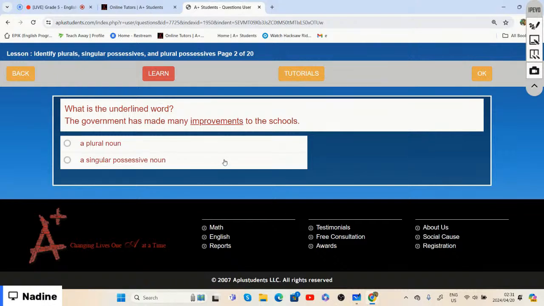So now we're going on to the next one. It says the government has made many improvements to the schools. Improvements. Is this a plural noun or is it a plural possessive noun?